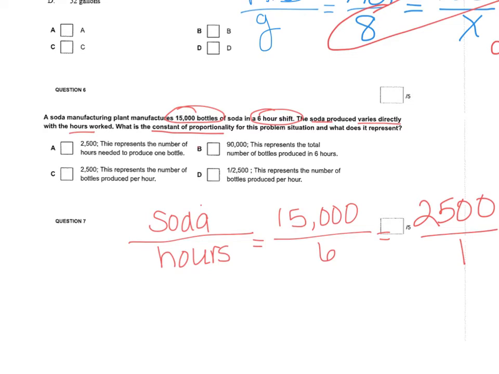So B is out because that's crazy. 90,000, that makes no sense. If you can make this many in 6 hours, it wouldn't make sense to make more in 1 hour. This one is out.